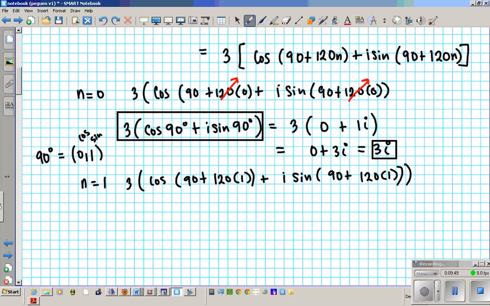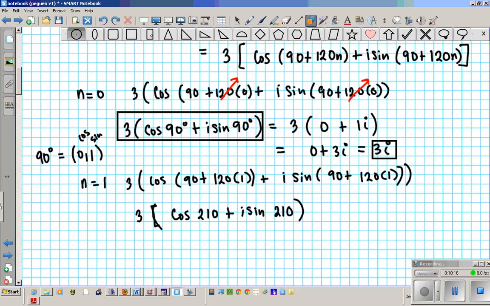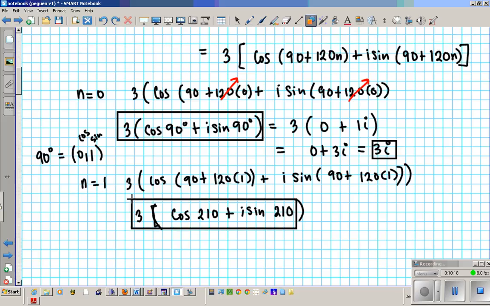Okay, and then close out the main one. So what is 90 plus 120? It's 210, right? So it's going to become 3 cosine, let me rewrite this, I have to write the brackets well. 3 cosine 210 plus i sine 210. Alright? So there goes your answer in polar form.